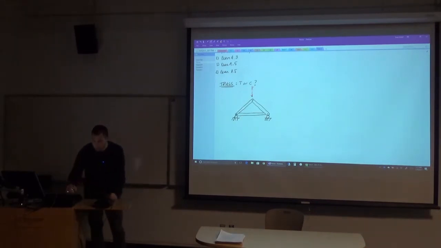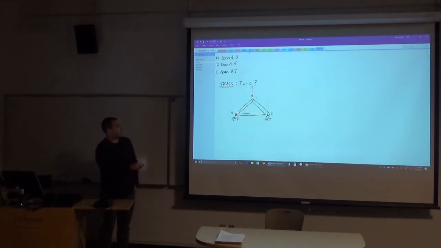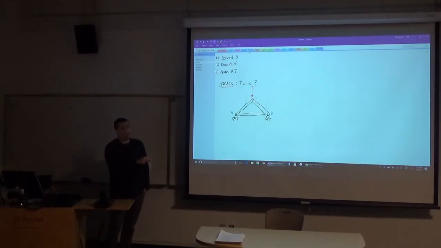So if I were to label these joints, let's just go ahead and say A, B, and C. So what do you think about member AC? Is that going to be in tension or compression? Compression. What about member CB? Also compression. And member AB? Tension. That is not how you should do it on the exam or on the homework.